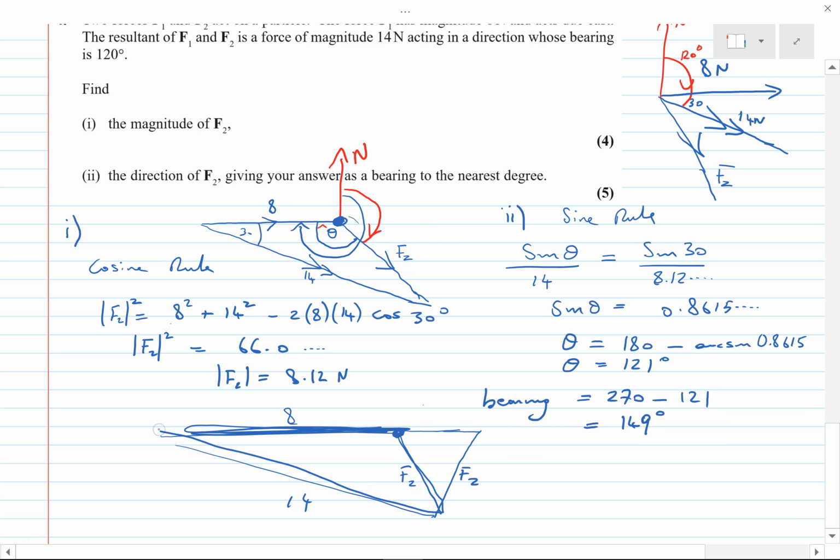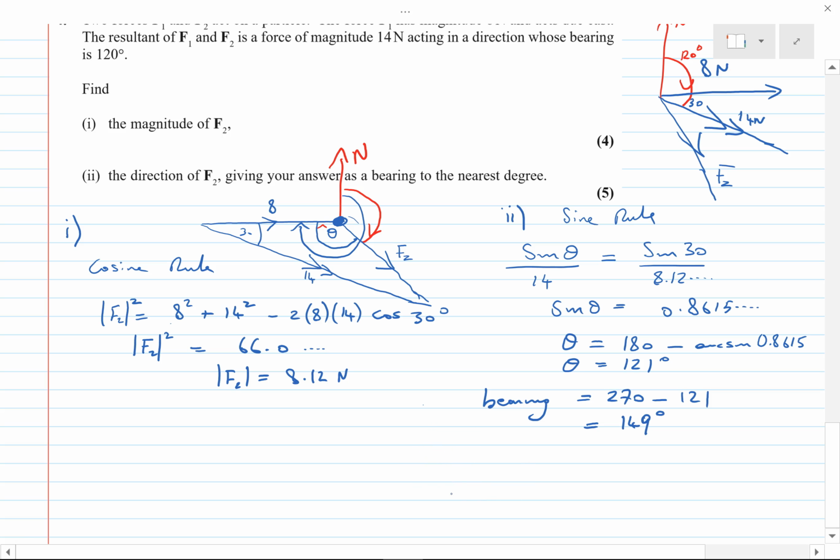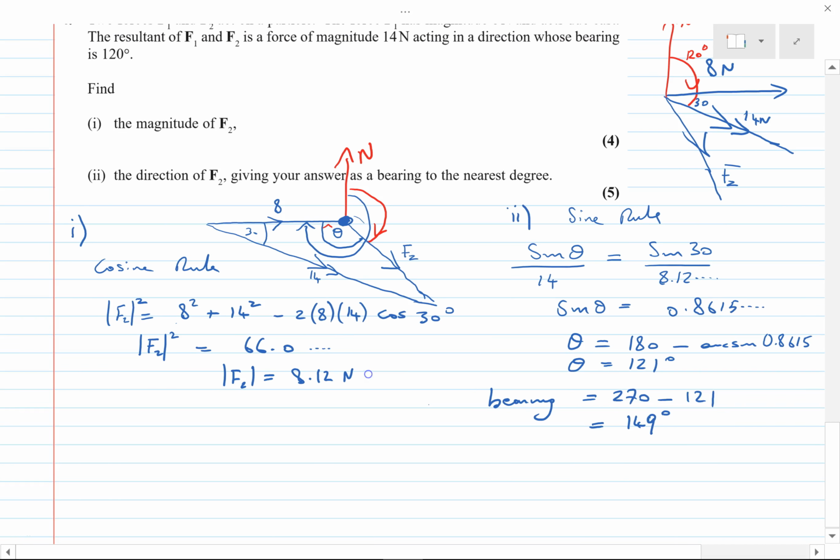So ambiguous case, have a look at it. If you're unsure, check out ambiguous case to see why it's the obtuse angle. Okay, so that's that question done. Let's have a look at question 5.